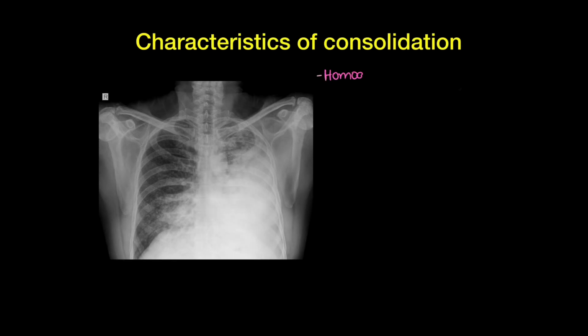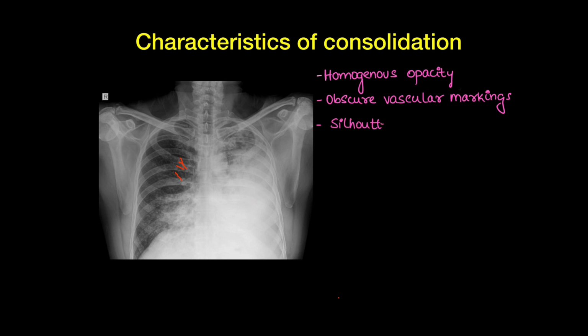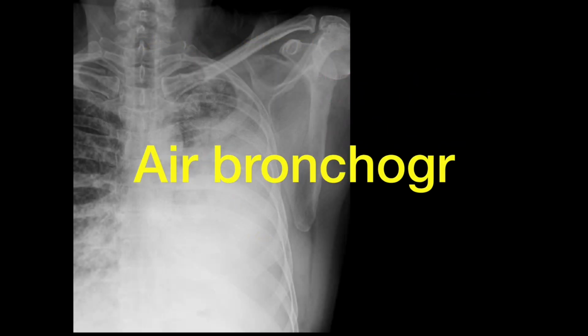What are the characteristics of consolidation? It's usually present as homogeneous opacity. They obscure the vascular markings of lungs. Here you can see vascular markings on the right side, and on the left you can't see. They present with silhouette sign positive with the adjacent borders of heart or diaphragm, and there will be air bronchograms, which may or may not be seen.